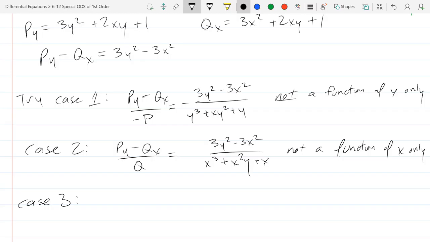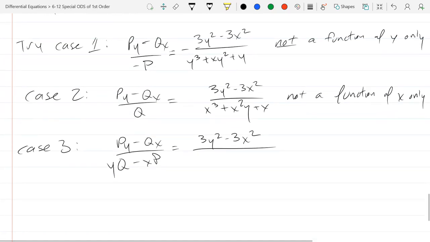So last one, case three, this better work. py minus qx over yq minus xp. Now the third one takes a little extra effort because you've got to multiply some stuff and simplify the denominator. All right, so I need to leave you here, and for homework, write this as a function of xy. It should work out if you're careful.